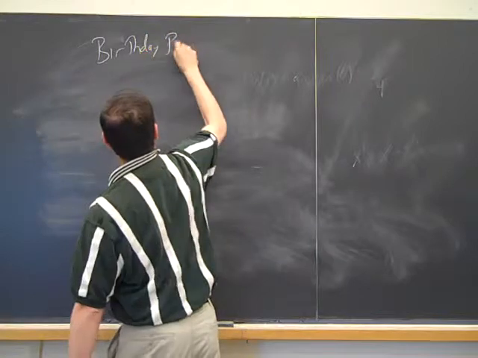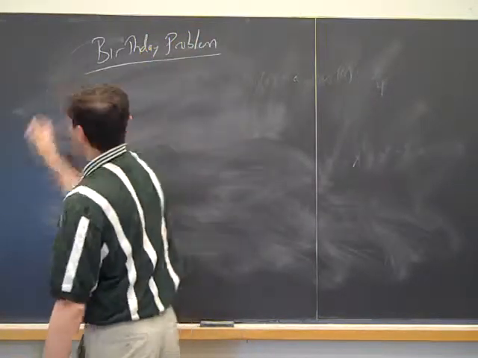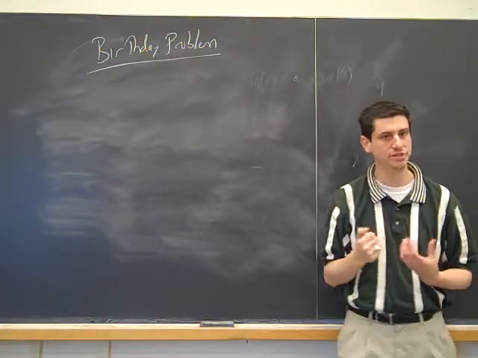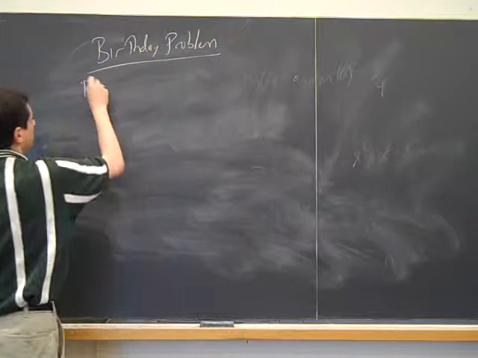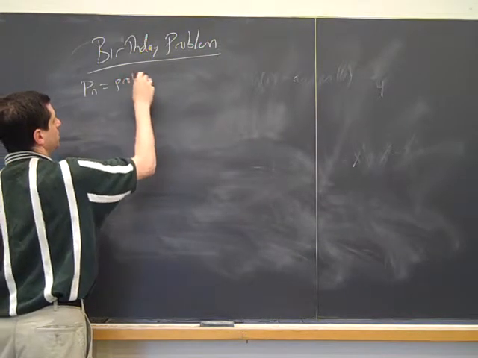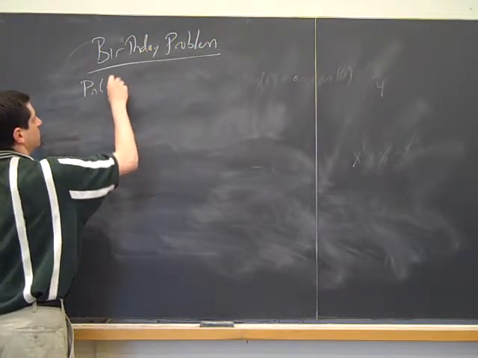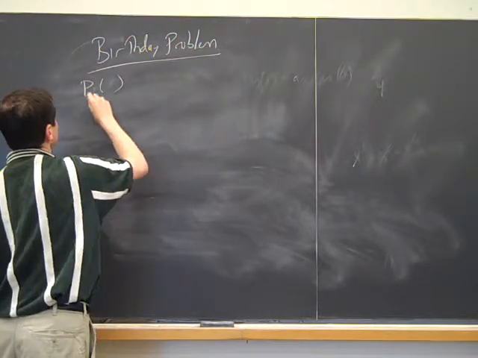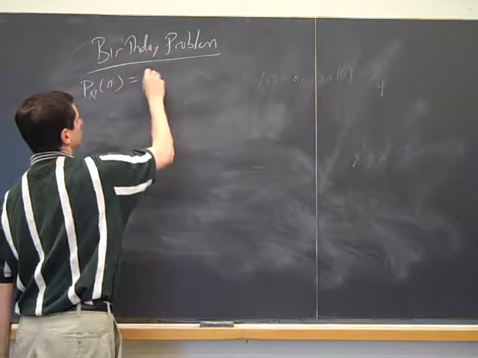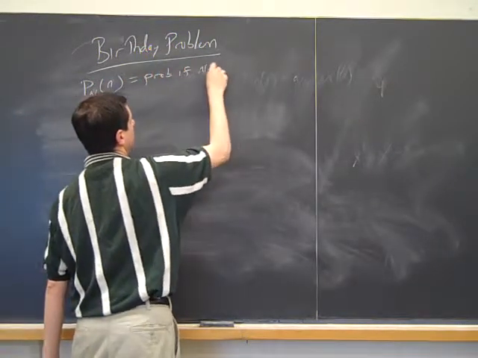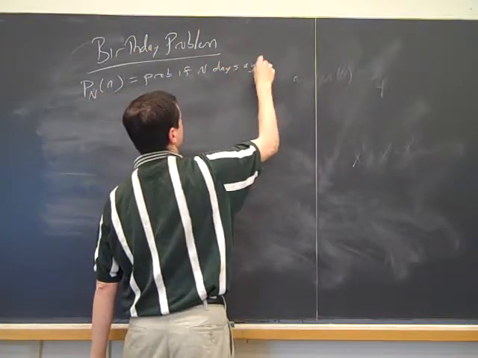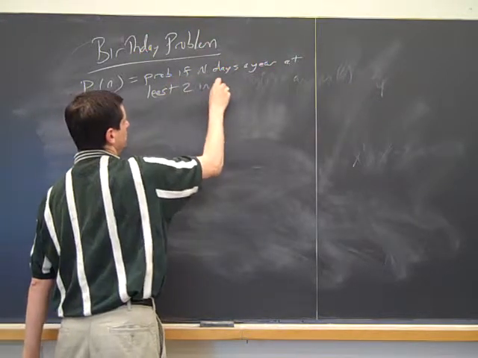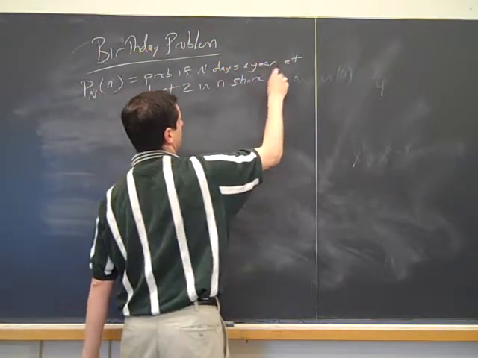All right, birthday problem. We want to calculate, if we have n people in the room, the probability that at least 2 share a birthday. So P of n is the probability, actually, I'm going to write it like this. P sub N of n is the probability, if there are N days in a year, that at least 2 in n share a birthday.